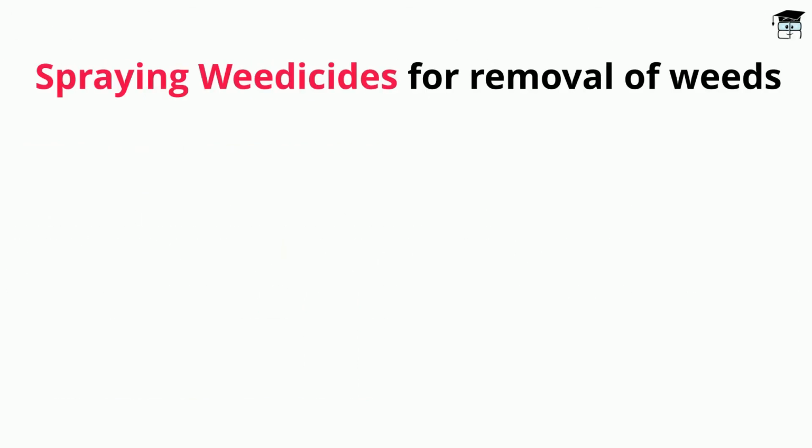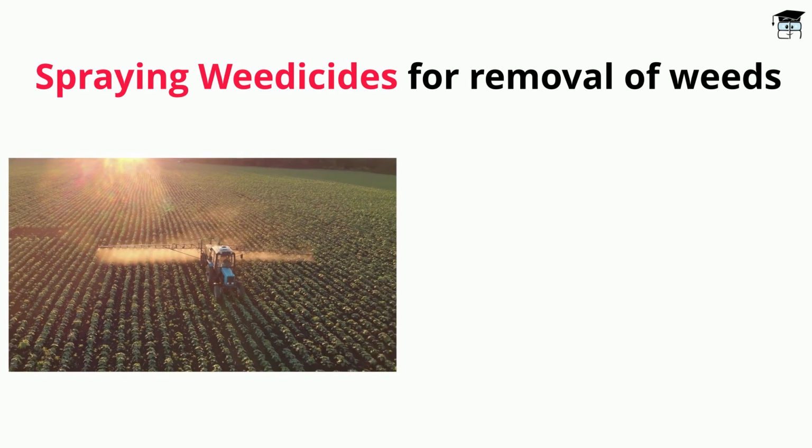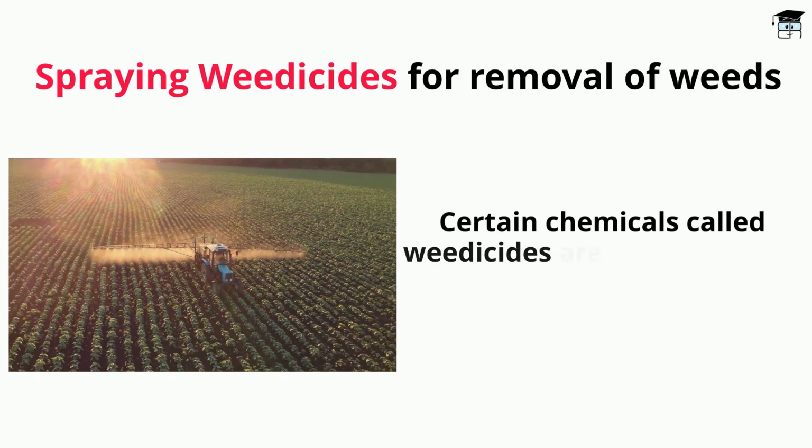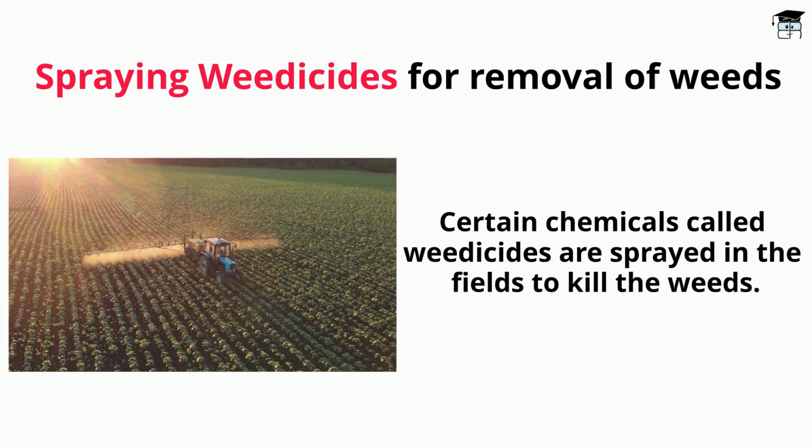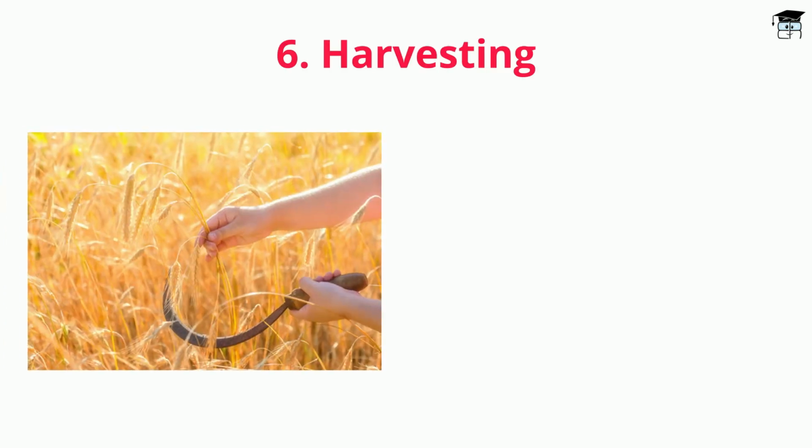Spraying weedicides. Weeds are also controlled by spraying certain chemicals called weedicides in the fields to kill the weeds. Weedicides do not damage the crops. The next agricultural practice is harvesting.